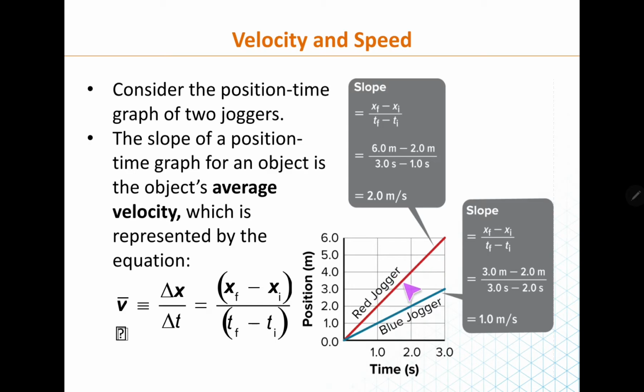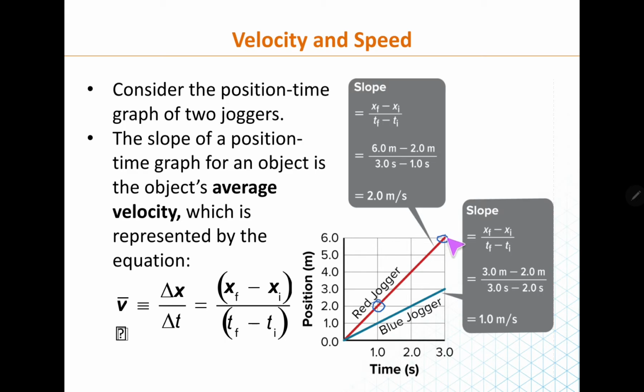For example, here we have a position time graph for the red jogger and the blue jogger. In the beginning, we will learn how to calculate the velocity for the red jogger. We should take 2 points, any 2 points that you want. So, for example, I will take this point here with this point here. So in the beginning, we should write our equation, which is x final minus x initial over t final minus t initial.